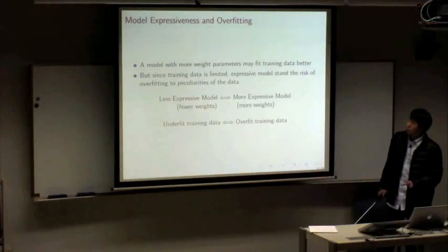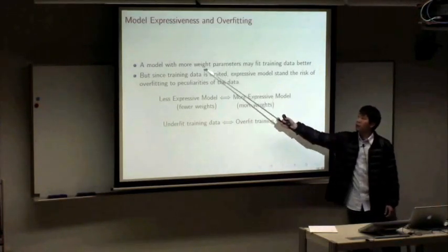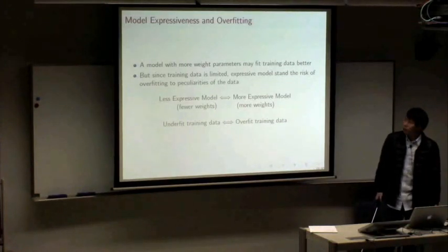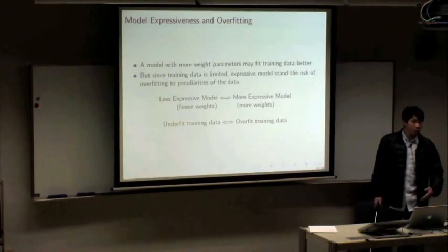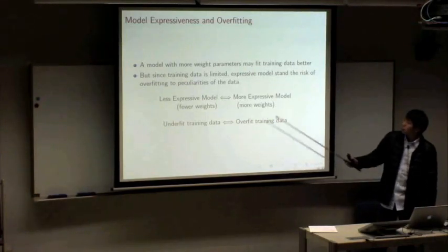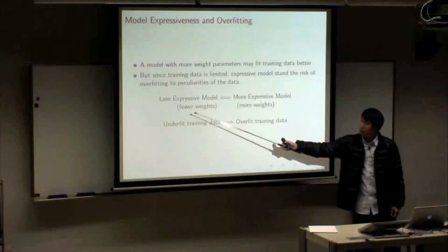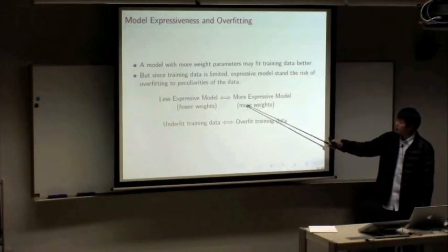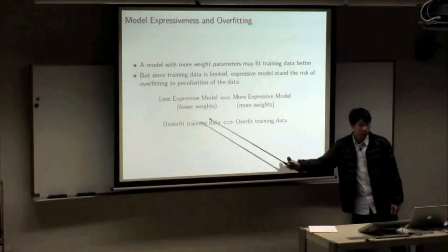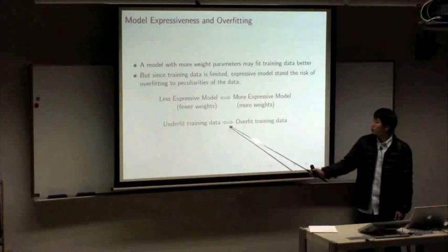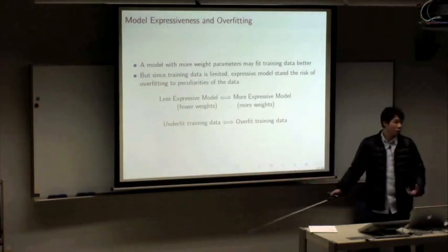All right, so this gets at the idea of model expressiveness. In general, if a model has a lot of weights, a lot of parameters, you can probably fit the training data better. But since the training data is limited, such an expressive model might risk fitting the training data too well. So there's a trade-off. You can have a less expressive model with fewer weights, or a more expressive model. If you have a very expressive model, maybe you fit the training data too well. If you have a less expressive model, maybe you underfit the data. Ideally, you want something in between. You don't want to fit the data so well that you don't generalize, but you also don't want to underfit the training data so that you don't learn enough.